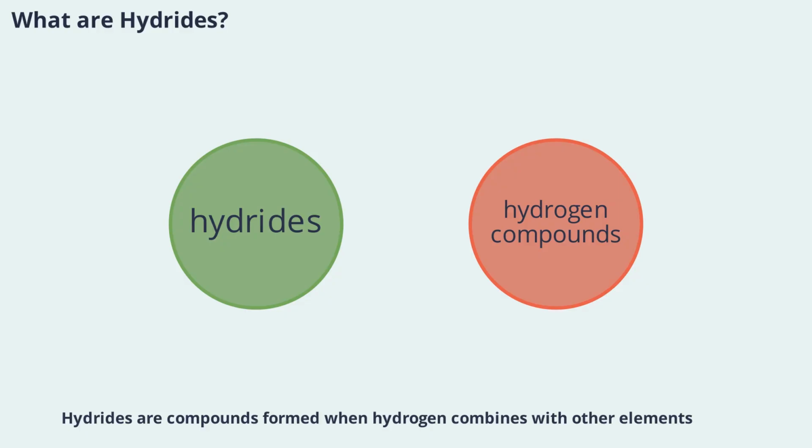Hydrides are compounds formed when hydrogen combines with other elements. They can be ionic, covalent, or metallic depending on the bonding. Hydrides are used in batteries, chemical synthesis, and as reducing agents. Their diverse properties make hydrides important in both industry and research.